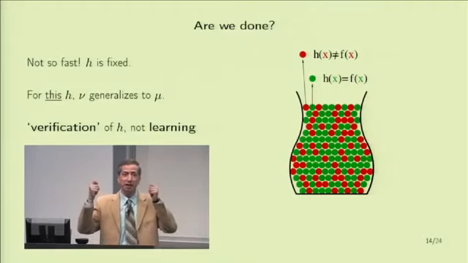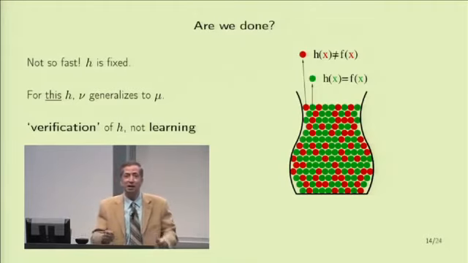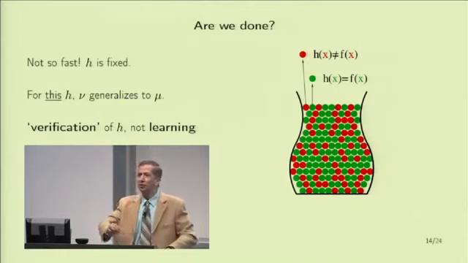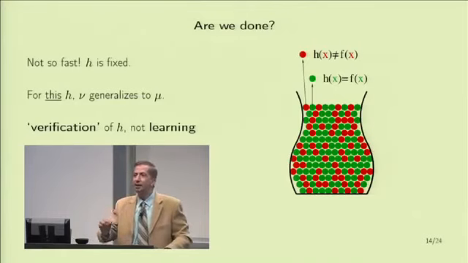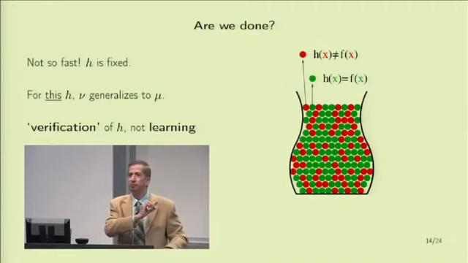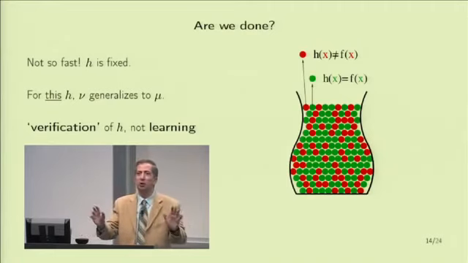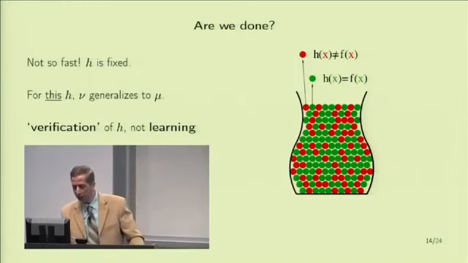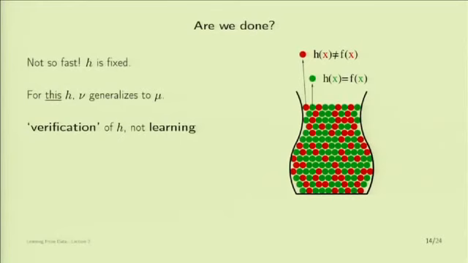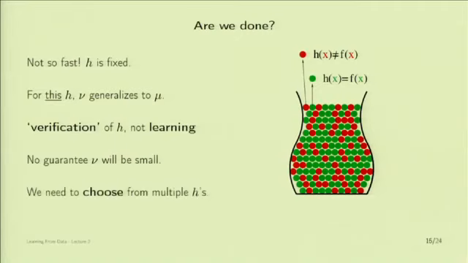You can come to my office, I improvise this, I go to the data, and I tell you I have a fantastic system. It generalizes perfectly, and it does a terrible job. That's what I have, because when I tested it, mu was terrible. So that's not what we are looking for. What we are looking for is to make it learning. So how do we do that? There is no guarantee that nu will be small, and we need to choose the hypothesis from multiple H's.